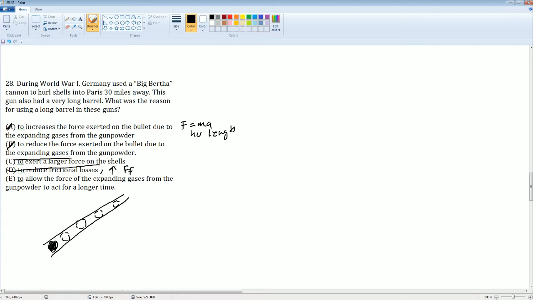This is also wrong. So the last one left, to allow the force of the expanding gas from the gunpowder to act for a longer time. So again, the formula is force times delta T, and this is going to be your impact force, or you could call this your change in momentum, right? But we know that you want a large time. That's the reason why. So the answer would be E.